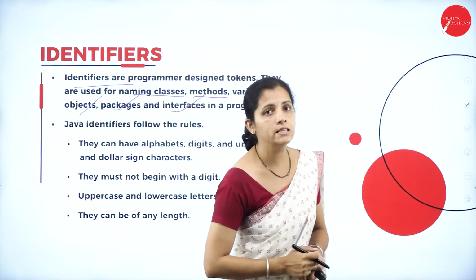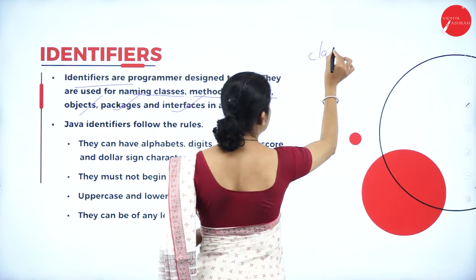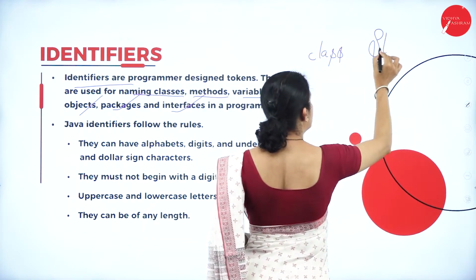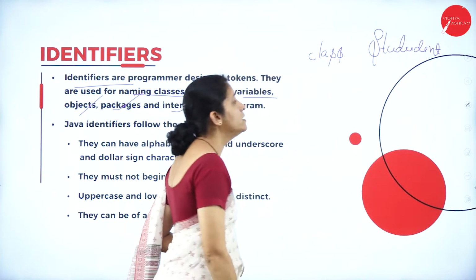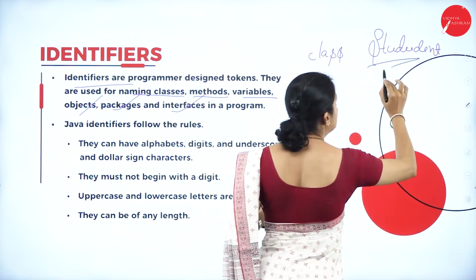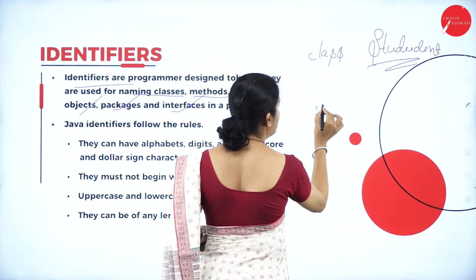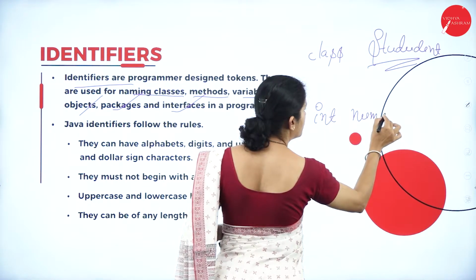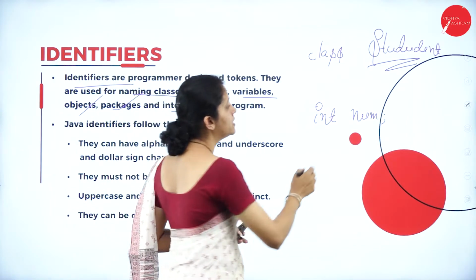Now let me consider a simple example. I want to create a class, and I'm going to specify the class name Student. Now tell me, which is my identifier here? Student is my identifier. Now, if I want to create a variable, int number, now tell me which is my identifier. It is nothing but number.